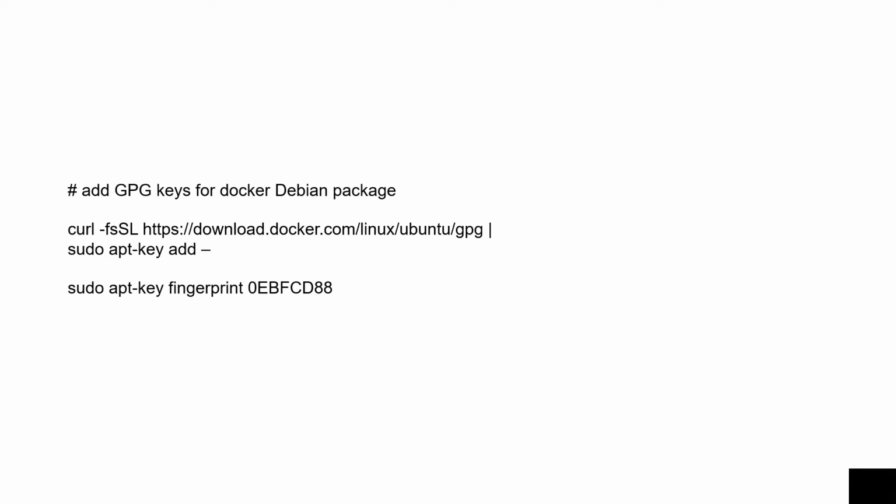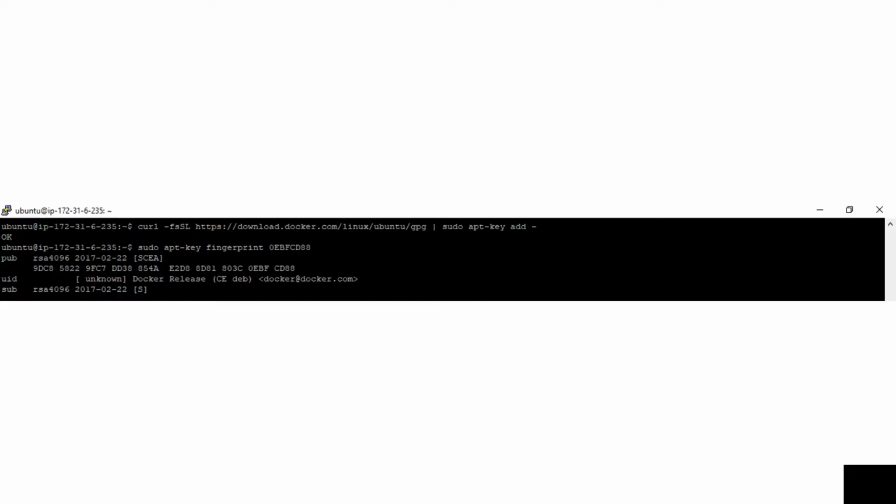GPG keys are added for Docker here. GPG is the tool used in secure apps to sign files and check their signatures. This allows for the secure transmission of information between parties and can be used to verify that the origin of a message is genuine. Here is the screen result for adding GPG.